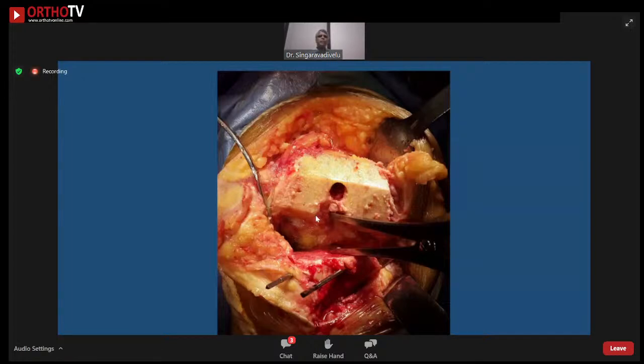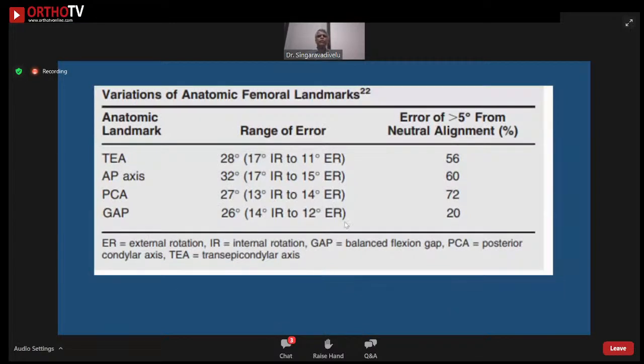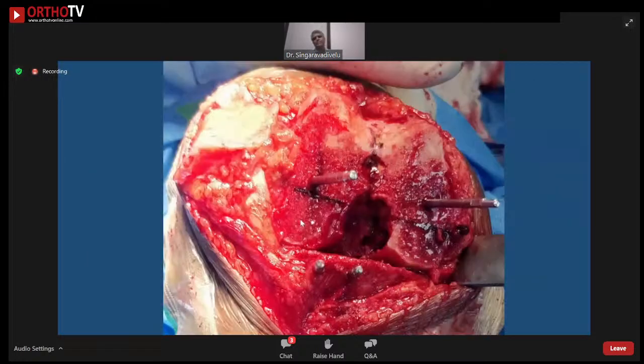So always when you pin, put the block, you make sure that it is parallel to the upper tibial cut. That is the reason why if you take a proximal tibial cut first, it will always be easy for you to assess that. Though you say all these axes, there is so much error. If you take transepicondylar axis, interobserver error is 28 degrees, AP axis, Whiteside's line is 32 degrees, posterior condylar axis is 27 degrees. So there is so much error which can be there. So you have to always make sure that it is parallel to the proximal tibial cut.